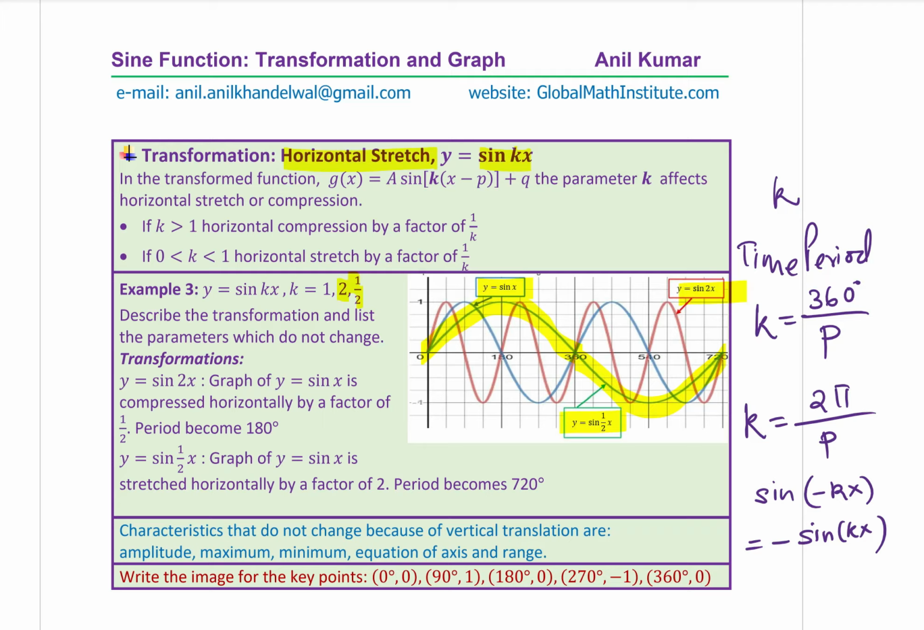Now, what doesn't change? There are many things which change. Of course, the domain of a cycle will change, right? The phase, I mean, the period will change directly, correct? The things which do not change are amplitude, maximum, minimum, and equation of axis, also the range.